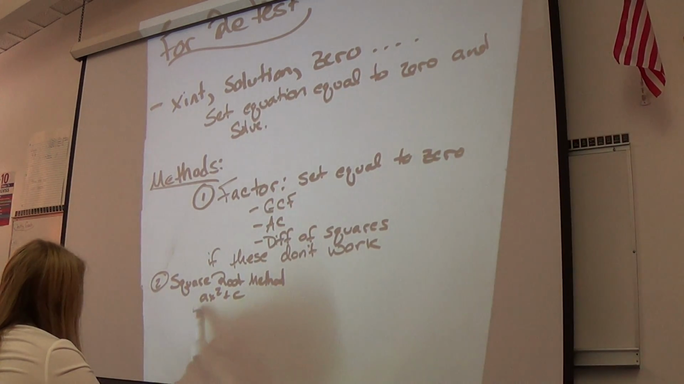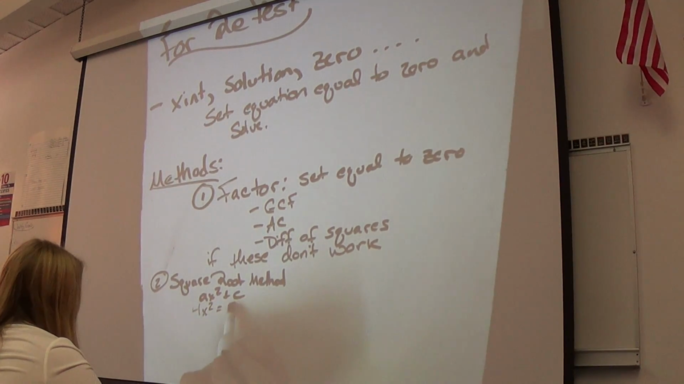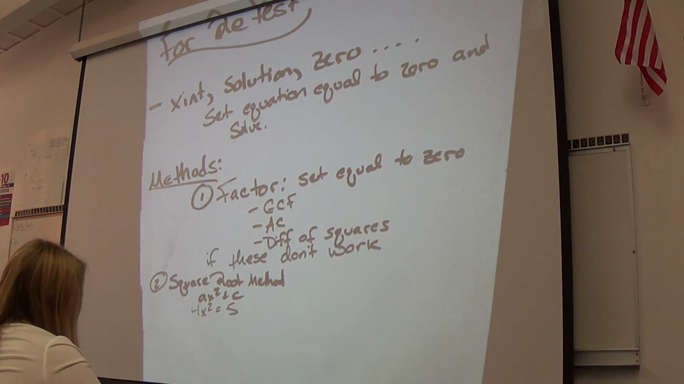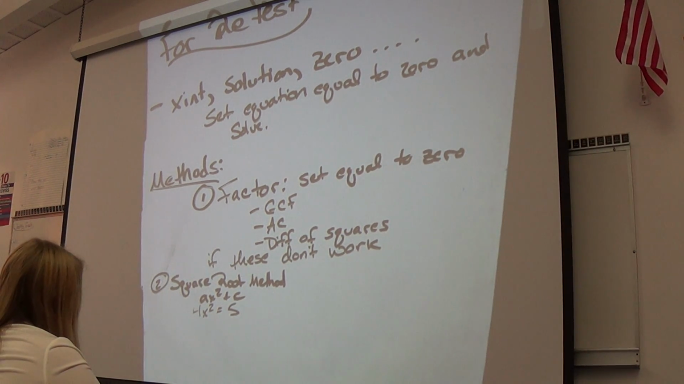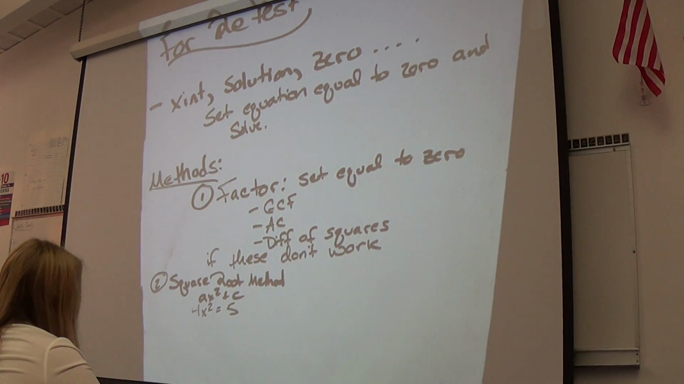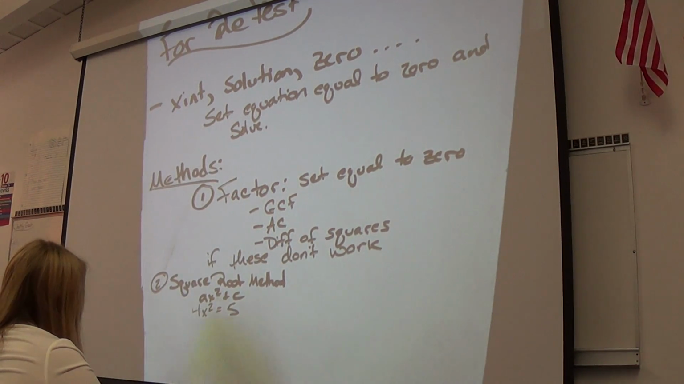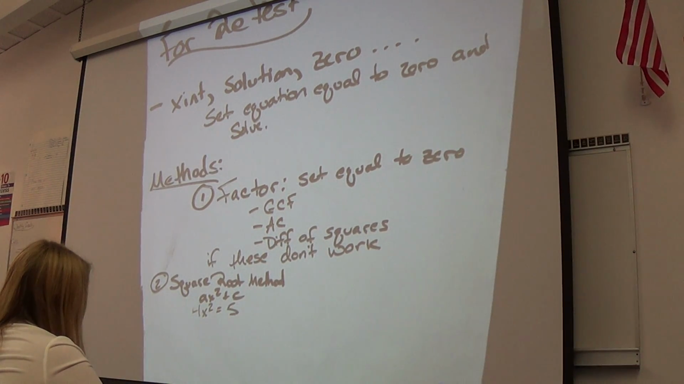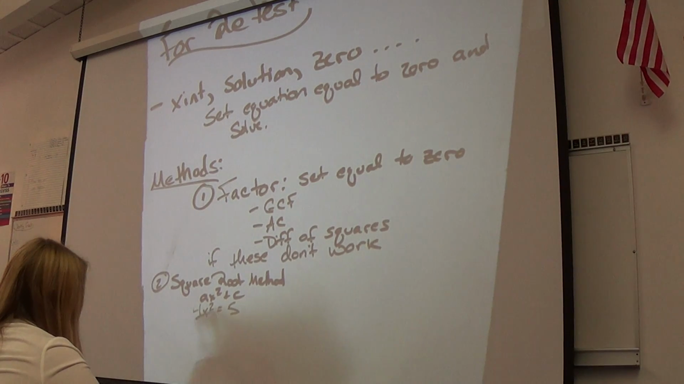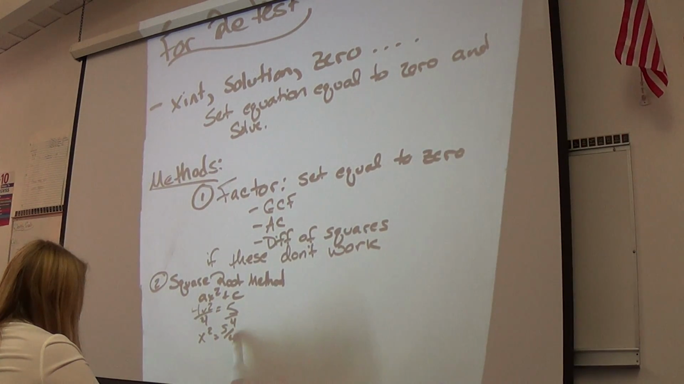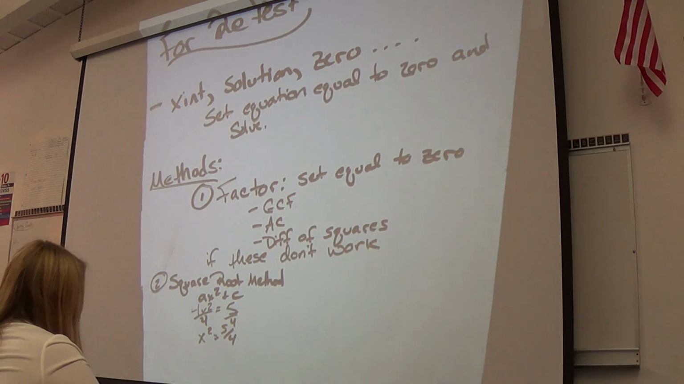Square root method would be like 4x squared equals 5. In order to run it, you have to get the square alone before you try to square root. That was a common error on the quiz. You were square rooting before the x squared was by itself. How do I get x squared alone here? Yep. Divide by 4. And then what do I do?